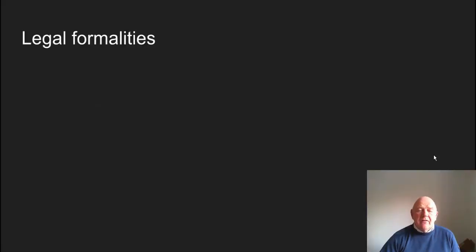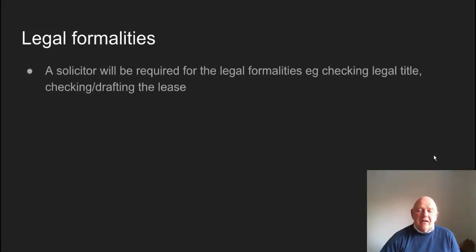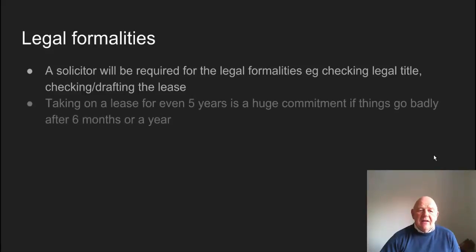There's a certain amount of legal formalities in any lease. It's very, very similar to a conveyance situation. Many people make the mistake, small business owners, startups, of signing what's put in front of them. This is a significant and serious mistake. You do need a solicitor to check the legal formalities, for example, the legal title of the landlord and the terms and conditions and covenants in the lease.